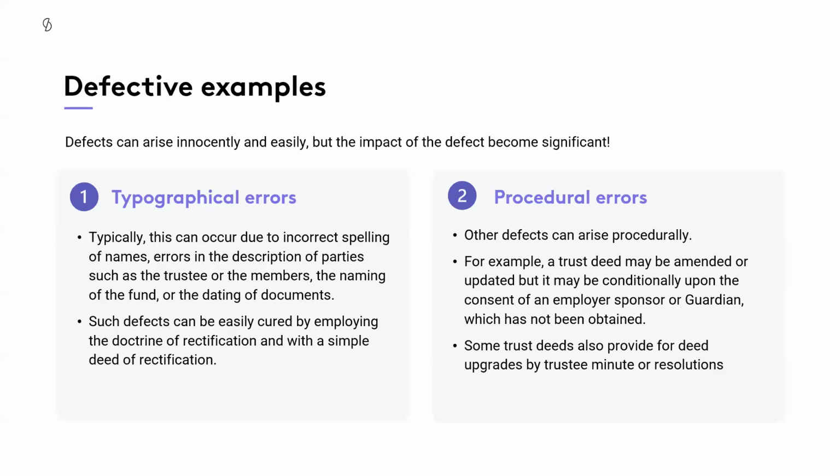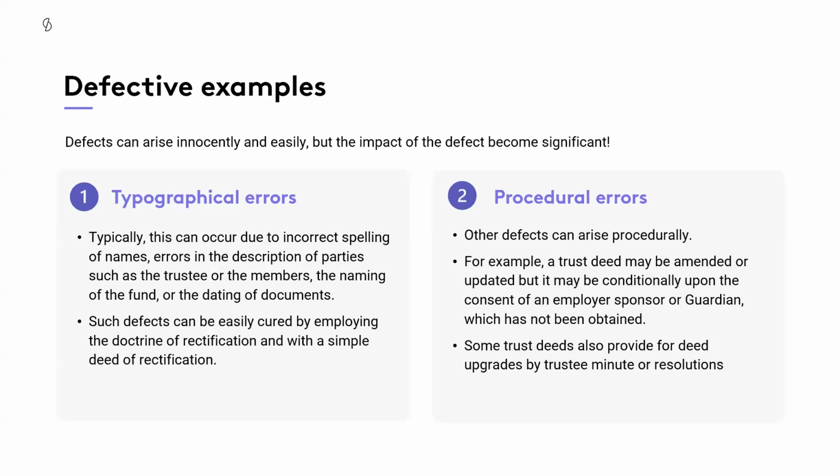So typographical errors are very common. So typically what we see here is this will occur due to, say, incorrect spelling of a name. It could be errors in the descriptions of the parties, such as who are the trustees or who are the members. We also see them in respect to an incorrect naming convention around the fund, in accordance with what the original deed stated, and a disparity between what is also against the ATO records. And it could also relate to the dating of particular documents.